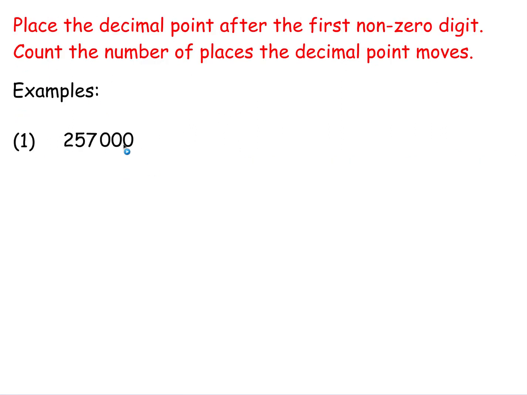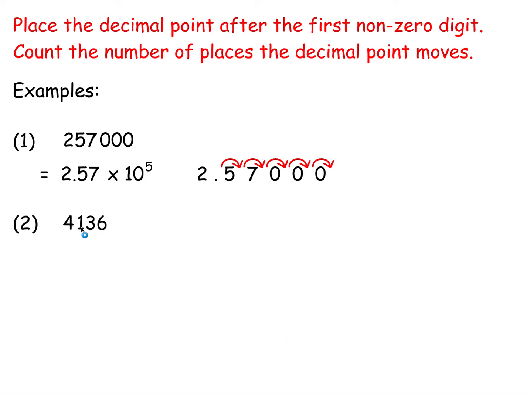So here's an example: 257,000. You put the decimal point after the first non-zero digit, 2.57. You then say, how many times would I multiply by 10 to turn 2.57 back to the original number, 257,000? And it has to jump 1, 2, 3, 4, 5 places. So 5 times you've got to multiply by 10, hence 10 to the power 5. So that's a normal number, 257,000. That's the number in scientific notation, 2.57 times 10 to the power 5.